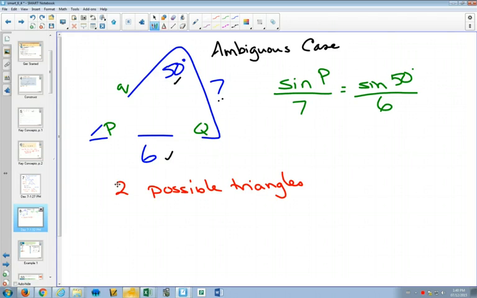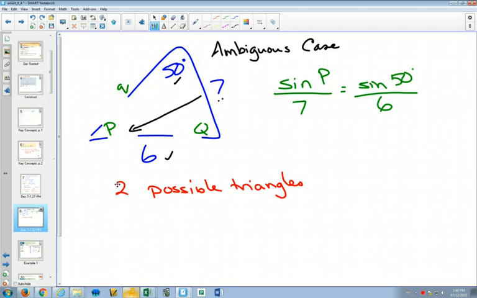Now, when figuring out what's the first thing you're going to be able to find, you always look at the extra piece of information and you can find out whatever is opposite of that. So at this point, we can find out angle P, but we won't be able to find out angle Q or side Q yet. Yes?